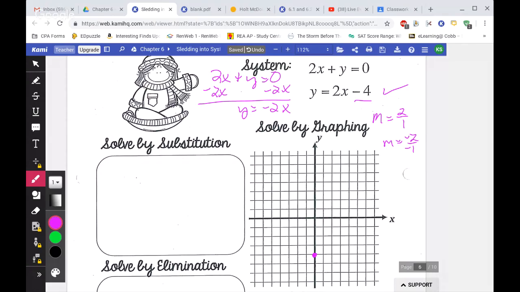So if I go up 2, I'll go right 1. Up 2, right 1. And to double check myself, I did say it's positive, so my line should be rising from the left to the right.